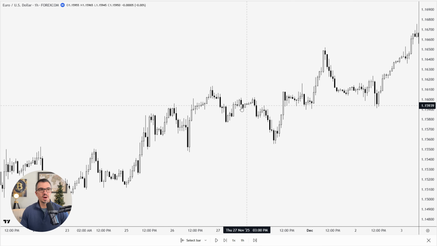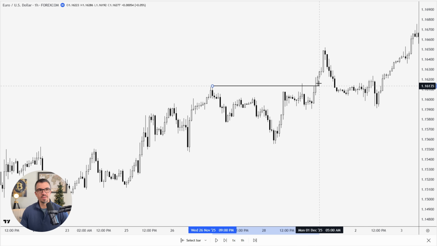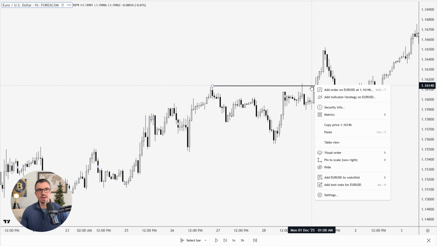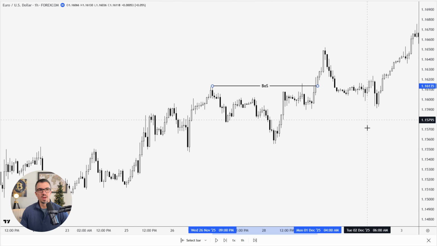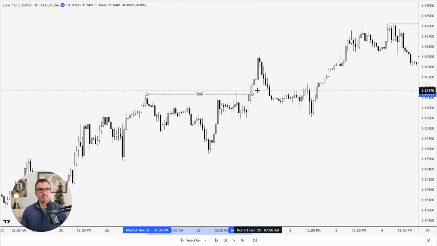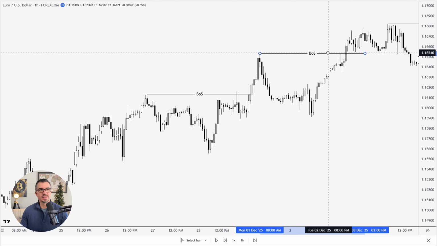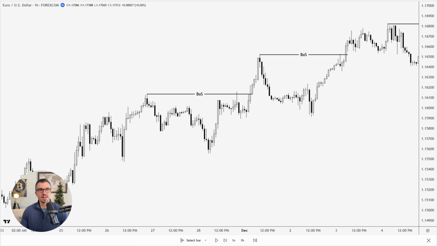Now, if we look at this price action, okay, we clearly have two break of structures right here. So let's label this out first just to keep things nice and clean here, and then we'll work backwards from here. Okay, so break of structure right here. And we can also see that off of this high up here, we also have a very clear break of structure. Okay, so nice and clean.